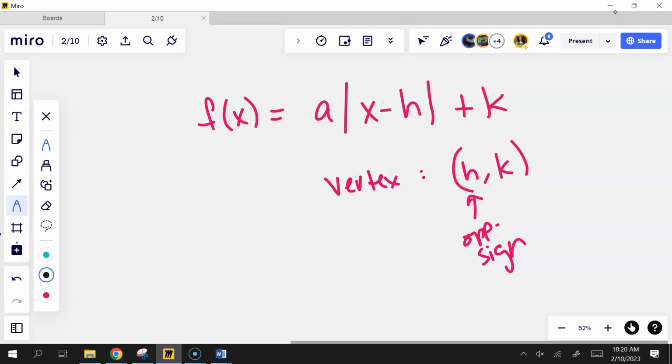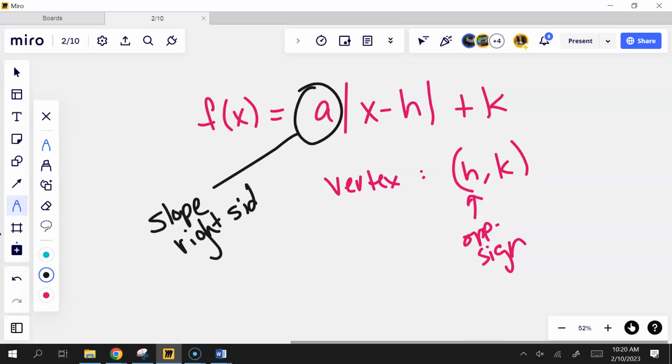Now, the A in front is the slope of the line on the right side. And then negative a is going to be the slope on the left. Or opposite a.